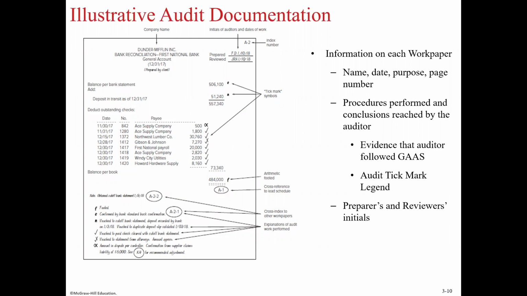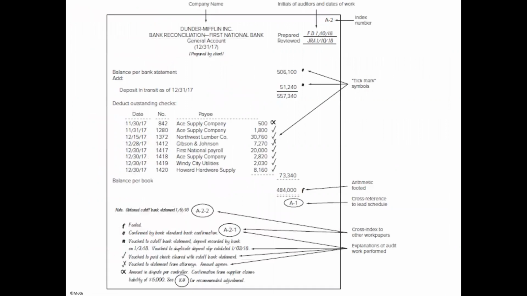So an F stands for footed, meaning that they added these numbers and they add up correctly, because you have to check to make sure there are no errors in adding. The C next to the bank balance says that it was confirmed. And remember I said that on the bank confirmation, I would expect to see A-2-1. Well, that's where that reference came from. Other things like vouched, compared. If there were any issues, I would list it there. That is it. All right.